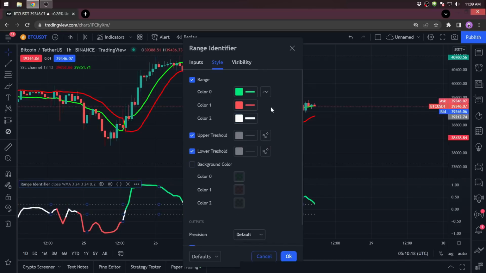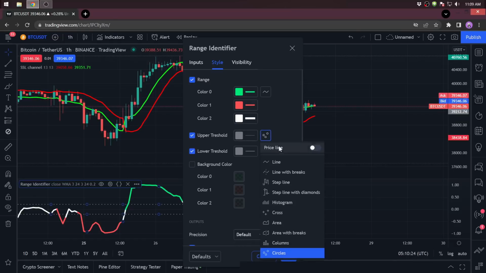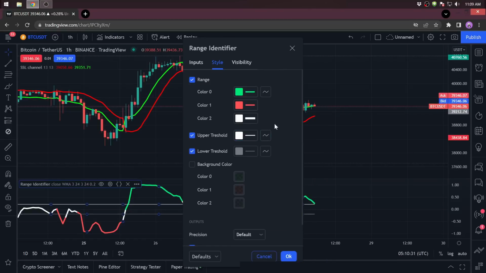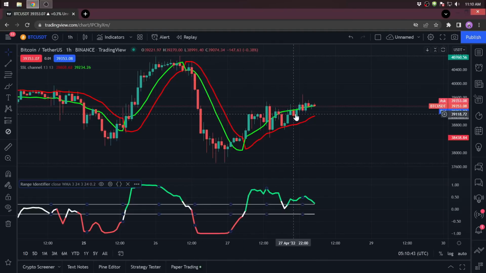Okay, and I also want to change the upper threshold and lower threshold line type. So I go there and make it a line, and also for the lower threshold as well. I also want to change the color to white, for the lower threshold too. Alright, we have successfully installed and customized our two indicators, and now it's ready to catch signals.